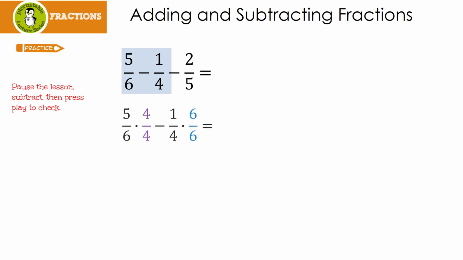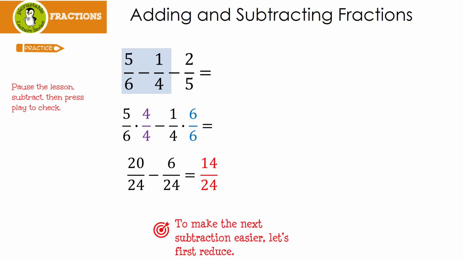I then multiply each fraction by the other denominator. This gives me 5/6 times 4 over 4 minus 1/4 times 6 over 6. My next step is to multiply, and we have a common denominator. Since we're subtracting, we're going to take 20 minus 6, which is 14, and we keep our common denominator 24. At this point, I could leave 14 over 24, but to make the next subtraction easier, let's first reduce. Remember, we still have to subtract 2/5. I happen to know that 2 goes into both of them. I cancel out their common factor, and I end up with 7 over 12. That's what we're going to use.